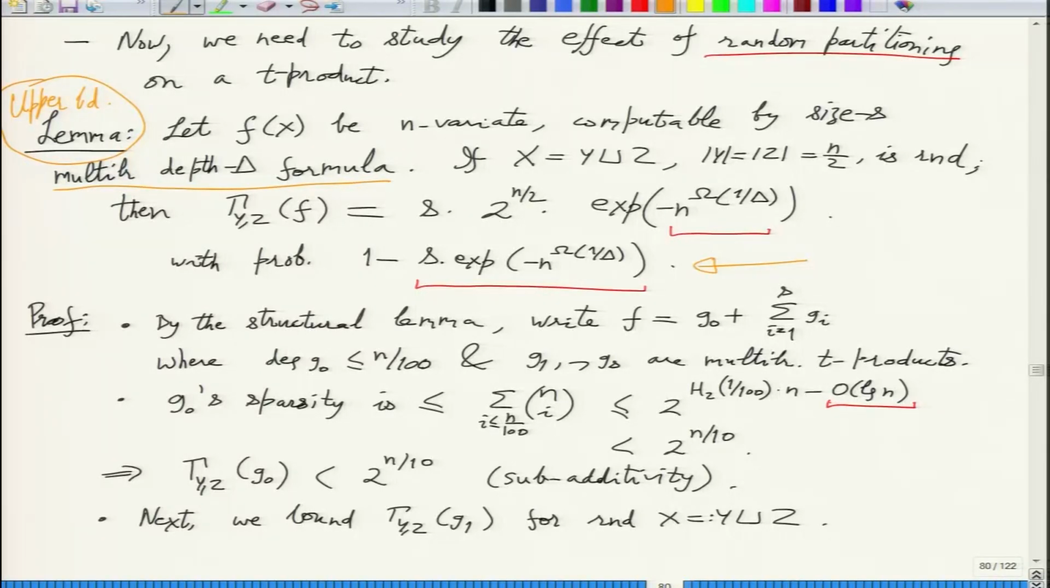So if the circuit size s is smaller than this exponential, then essentially with constant probability very close to 1, the measure will be smaller than 2 raised to n by 2. So 2 raised to n by 2 is the max possible measure, and there will be a reduction by a factor of 2 raised to n raised to something. Okay, so that's the upper bound, which would mean that if you take a polynomial f whose measure is large, then you will get a lower bound on s.